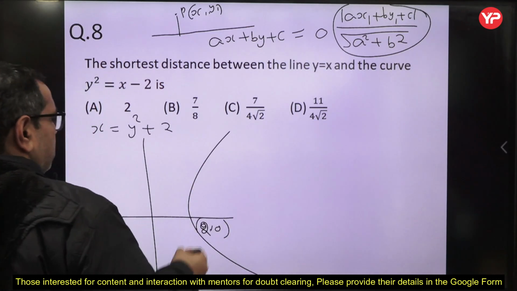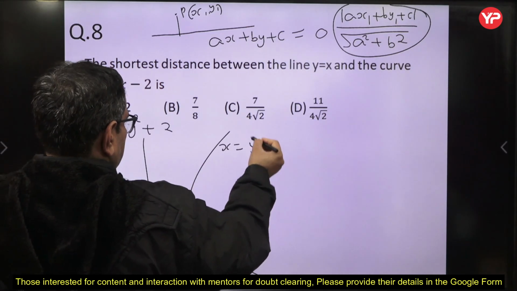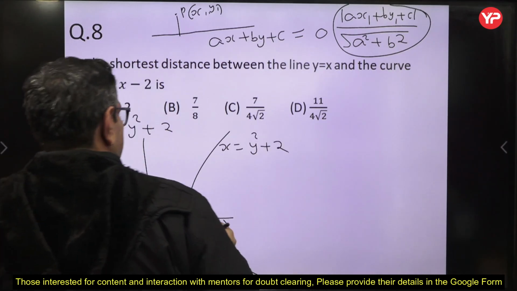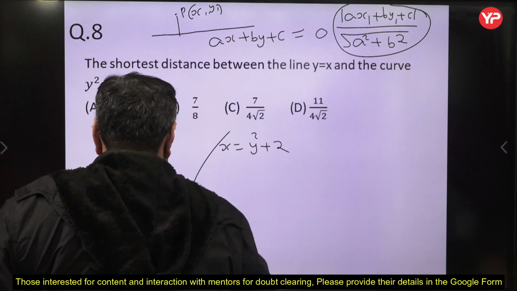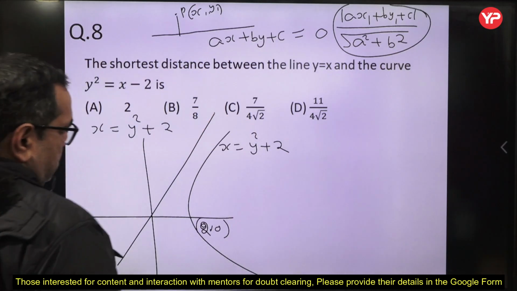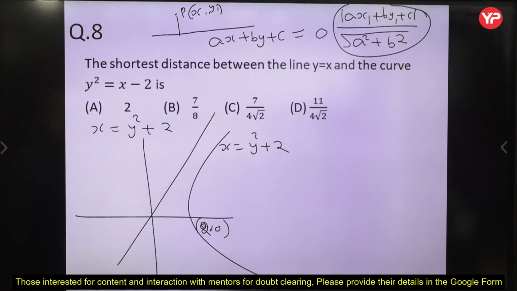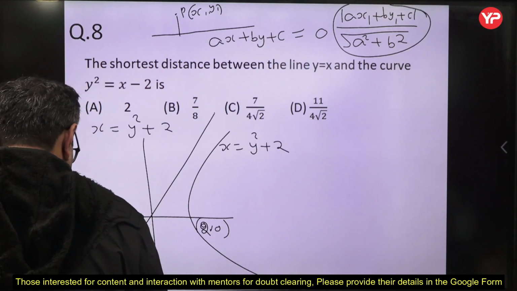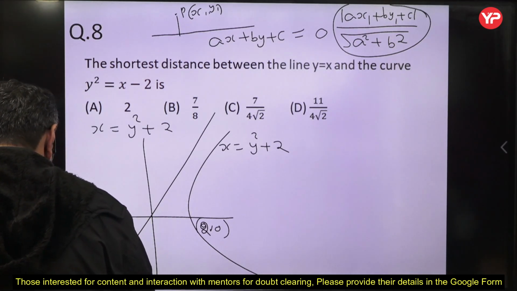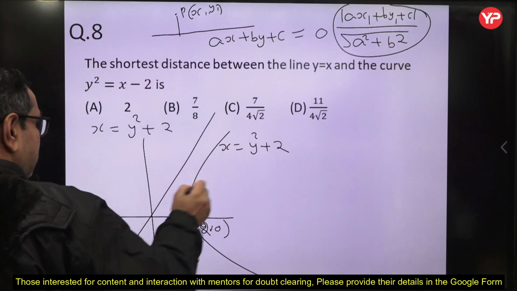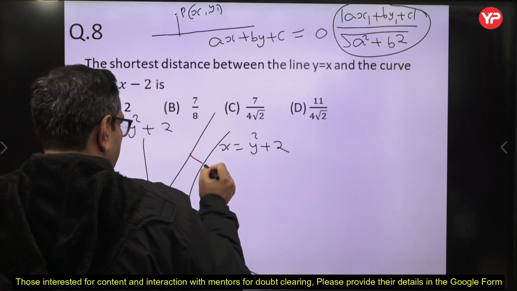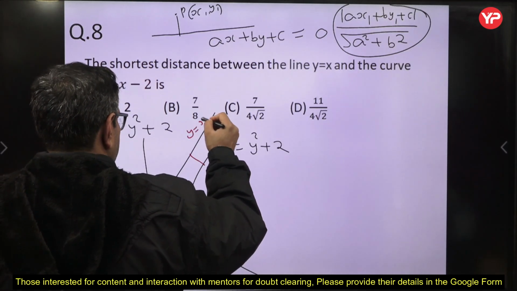Now x equal to y square plus 2. If I draw a line y equal to x, this is the line y equal to x. So these are the two curves. Now they don't intersect with each other, so we have to calculate the shortest distance. The shortest distance will be along a line which is perpendicular to both this y equal to x line as well as this curve.